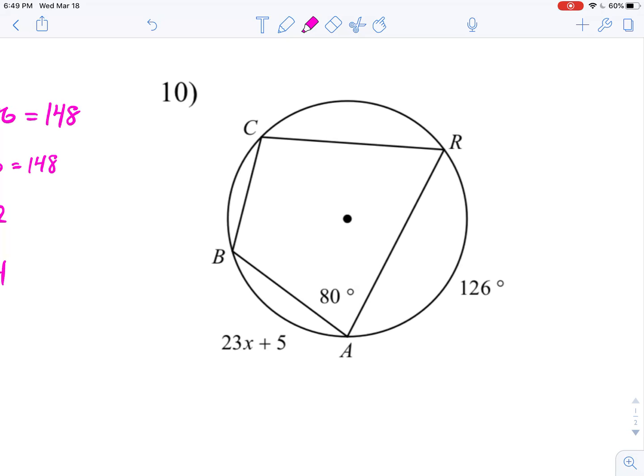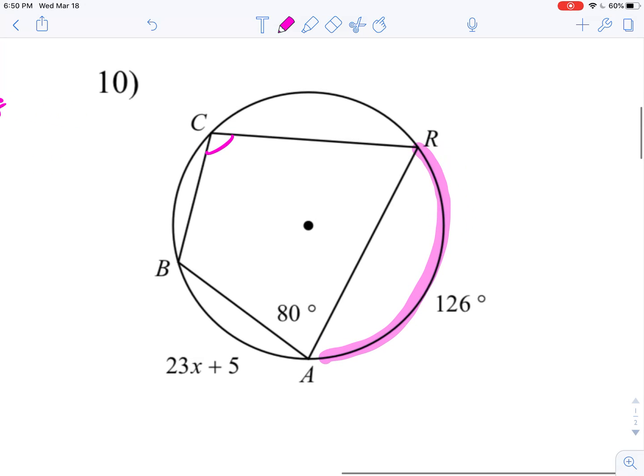So let's try this one. So start with your known arc, 126, and then find the opposite angles that you can, and see how you can solve from there. So see if you can get that one for me. So pause your video here and see how far you can get.